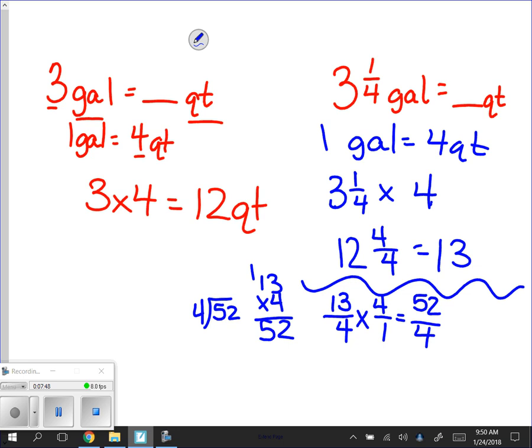4 goes into 5 once. Either way, you still get 13. It's not wrong either way. You still get 13. Okay.